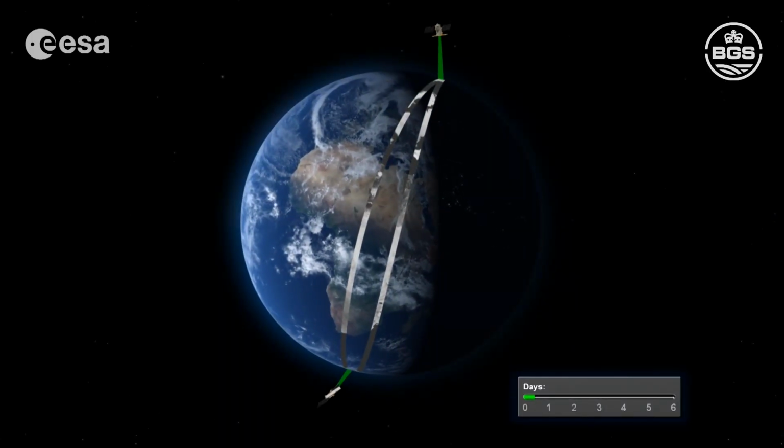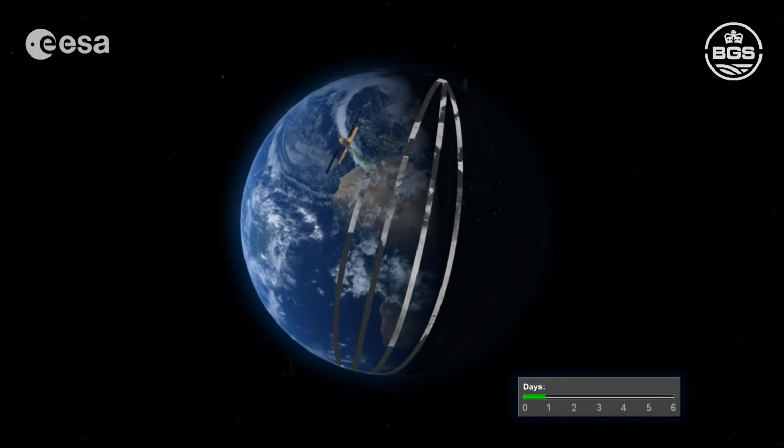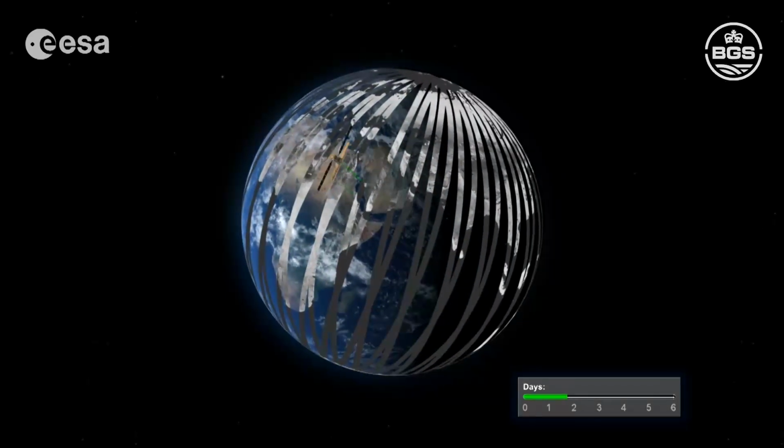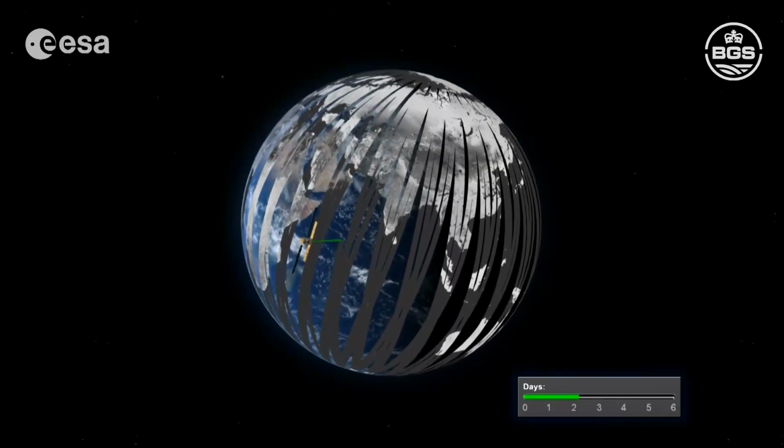Earth observation is a method of monitoring physical processes and changes of the Earth using satellites in space, and so is a great way of filling this gap in measurements by providing more regular observations over the Earth's landmass.